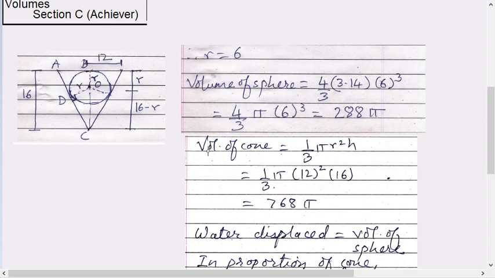Now volume of the sphere is 288 pi. Now volume of the cone is what? 1 upon 3 pi r square h. That is 1 upon 3 into pi, r is 12 into h is 16. So solve this again. So you will get 768 pi. This is the volume of the cone.